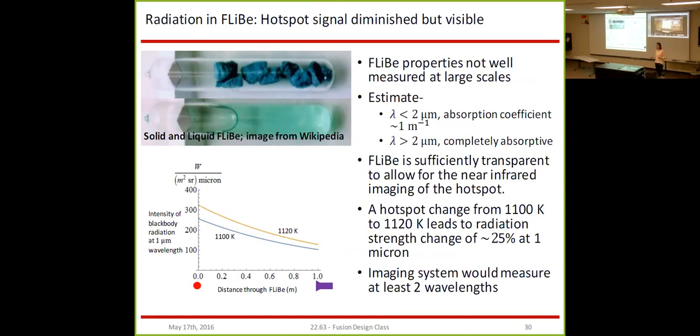And if you're actually designing this imaging system, you would very likely not image just at 1 micron. You would select 2 or 3 different wavelengths and image at those different places to get a more stable measurement.